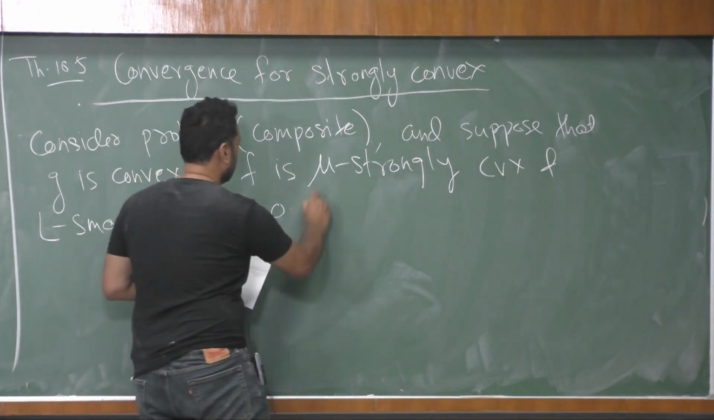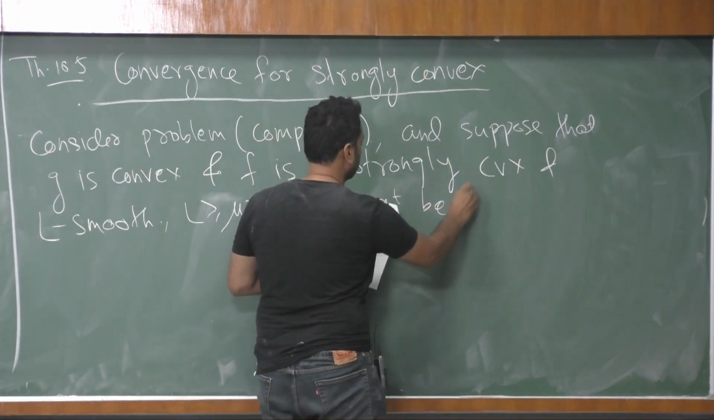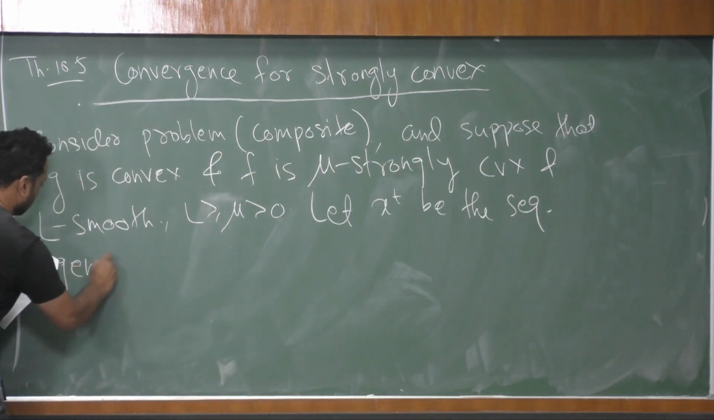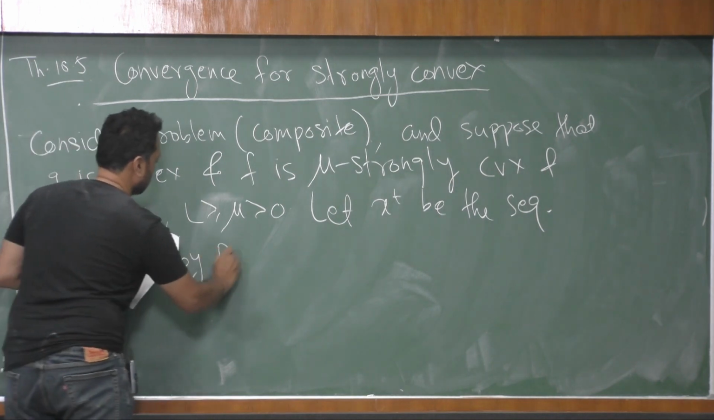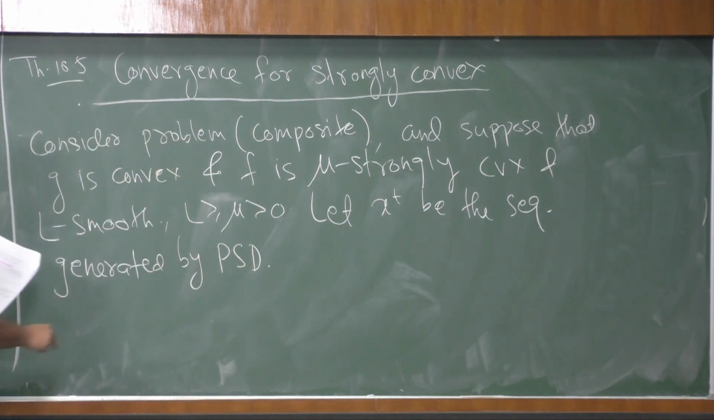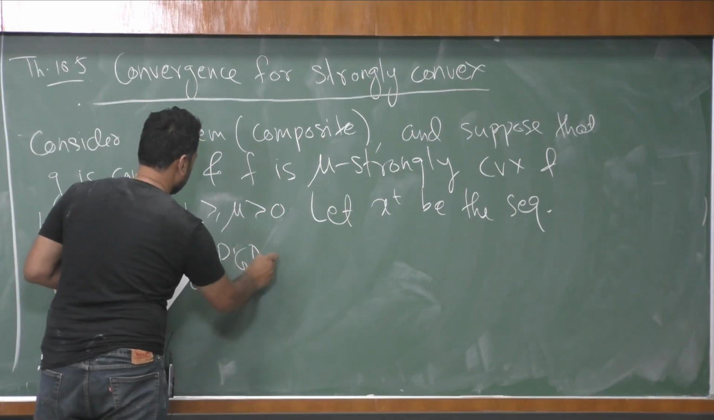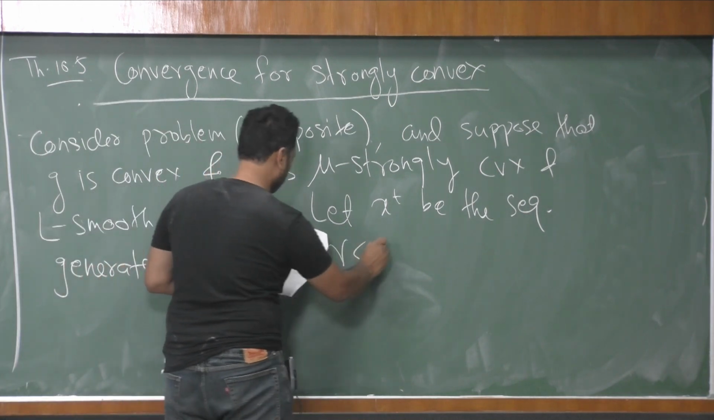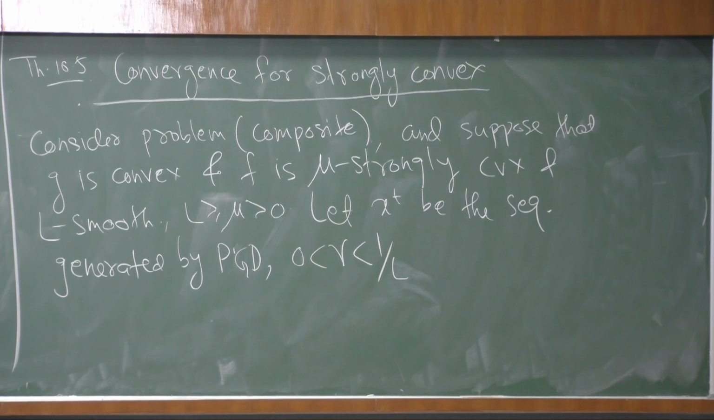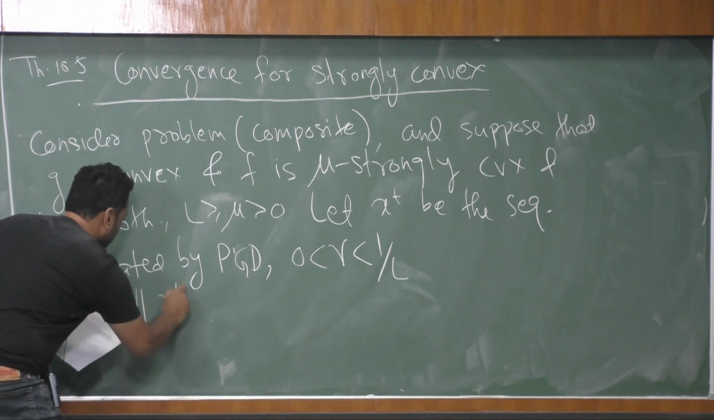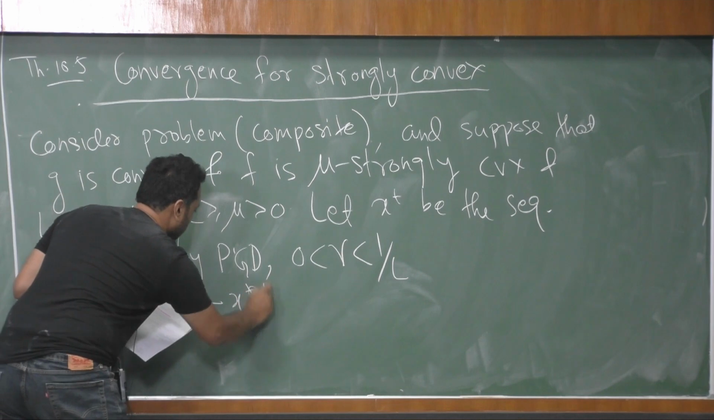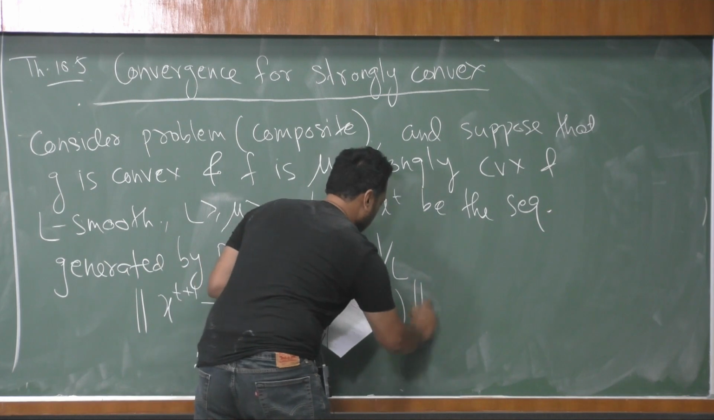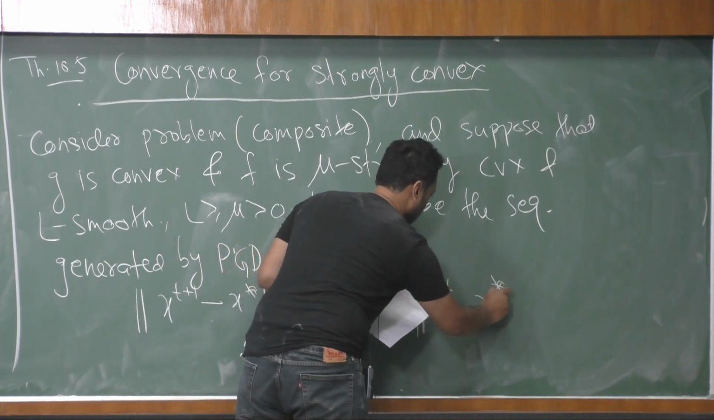And let us say xt is the sequence generated by the iterates of the PGD algorithm, proximal gradient descent, and where the step size of this is, we take this to be of this form. Then we have this bound: norm of xt plus 1 minus x star is less than or equal to 1 minus gamma mu times norm of xt minus x star.